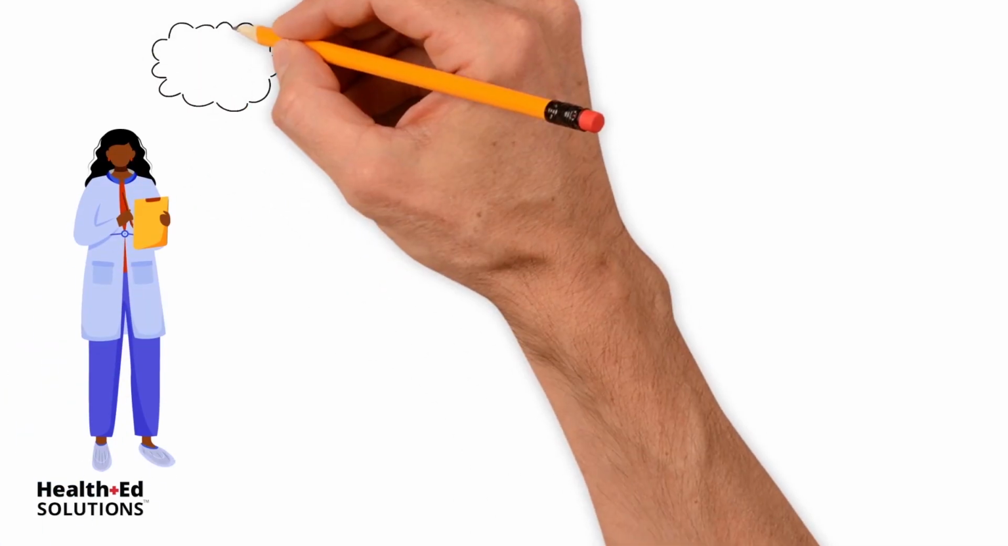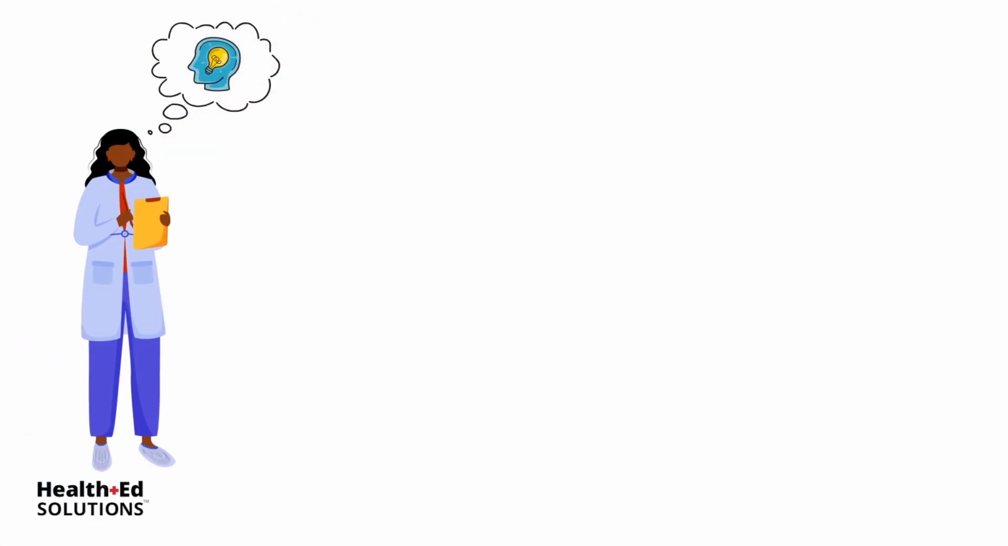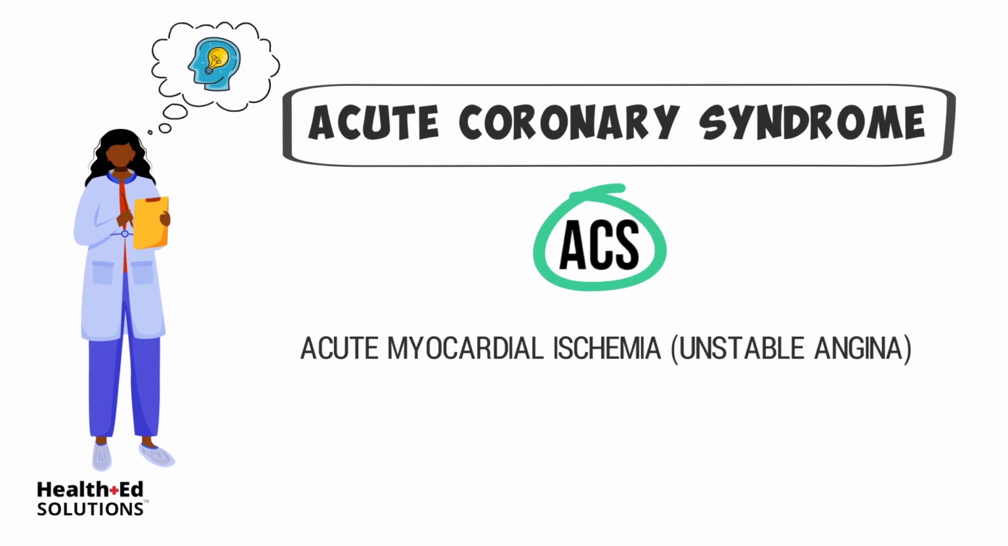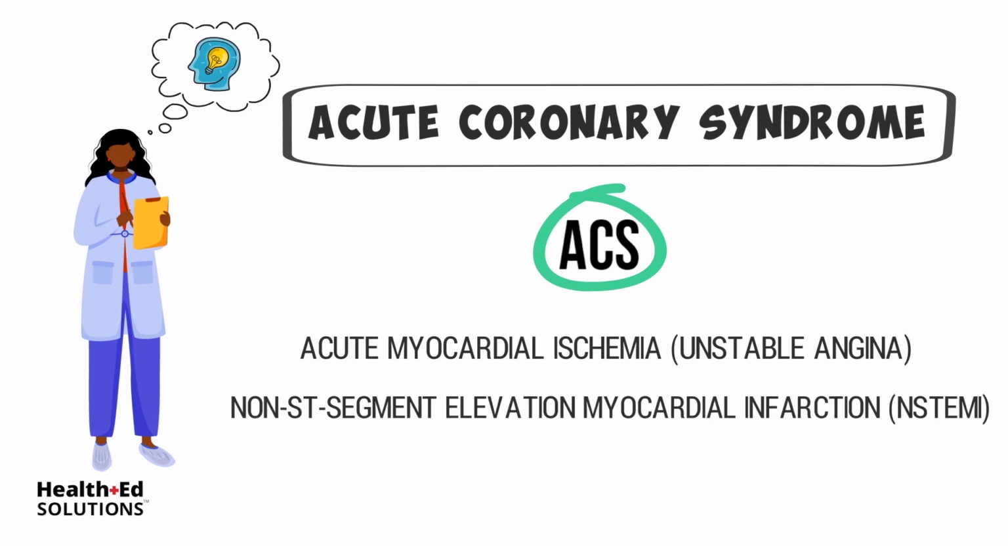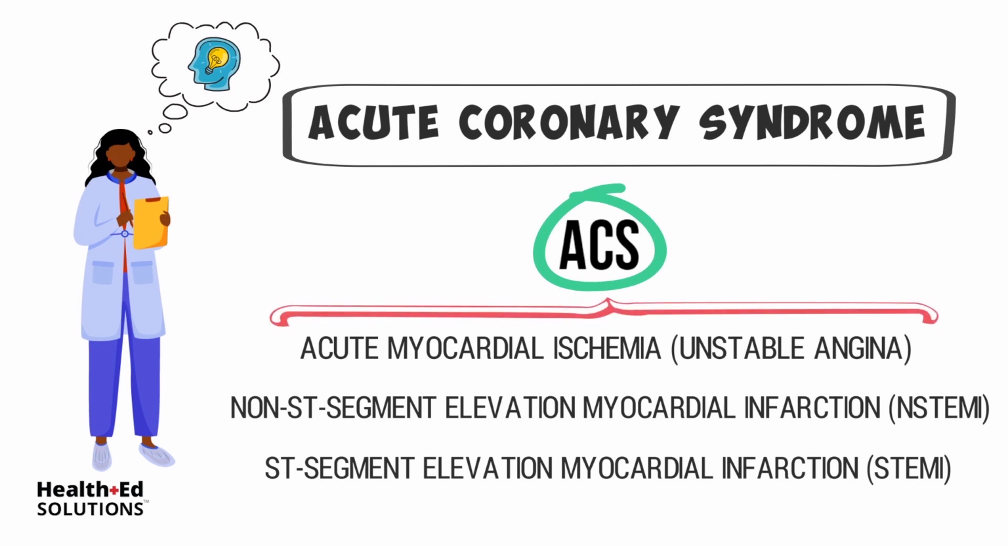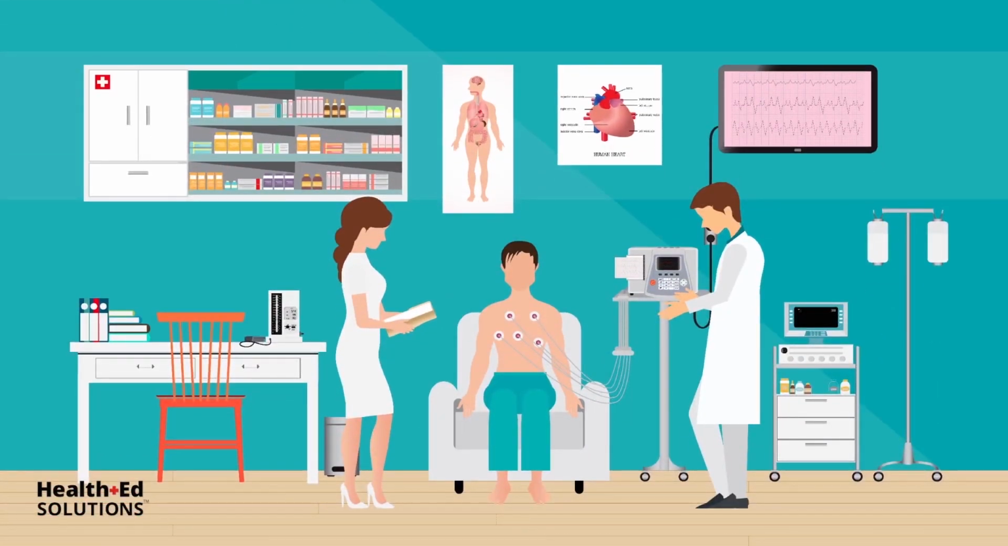Now, let's get started. All students of ACLS must have the knowledge to identify and manage patients with acute coronary syndromes, also known as ACS, which in itself is an advanced skill. Patients with acute myocardial ischemia, also known as unstable angina, non-ST segment elevation myocardial infarction, or NSTEMI, and ST segment elevation myocardial infarction, or STEMI, are medical conditions under the ACS umbrella. To distinguish one category from another, a 12-lead ECG is mandatory.